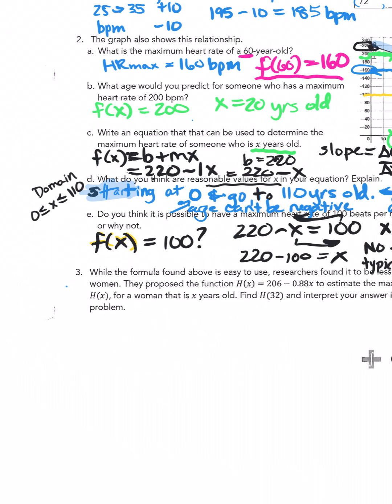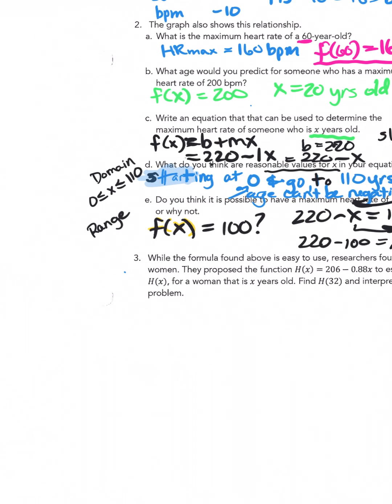Okay? So what would our values be for our range? Those would be our outputs, our range. So if x is 0, we have 220. We could go over here and say, okay, so for x to be 0, that would be 220 minus 0. So that would be 220. That would be the highest beats per minute. So that would actually go on this side.